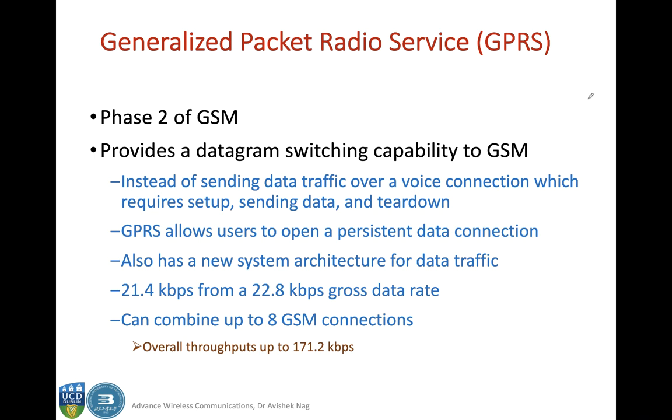The GPRS, or General Packet Radio Service, is phase 2 of GSM. This provides a datagram switching capability to GSM. So instead of sending data traffic over a voice connection, which requires setup, sending data and tear down, GPRS allows the user to open a persistent data connection. This also has a new system architecture for data traffic. 21.4 kbps from a 22.8 kbps gross data rate is allowed, and up to 8 GSM connections can be combined to provide overall throughput up to 171.2 kbps.